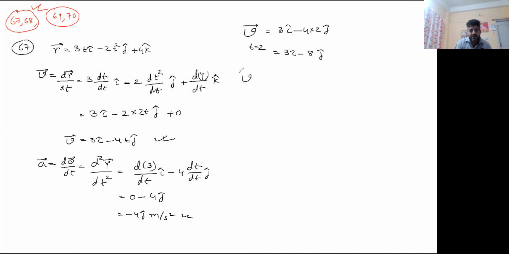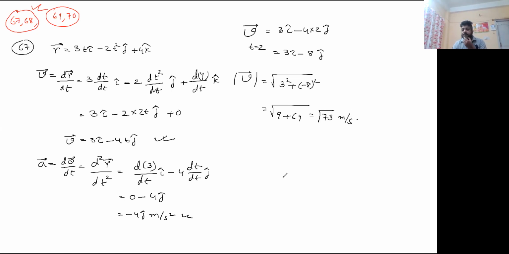Now what is the magnitude of the velocity? Root under 3 square plus minus 8 square, that is 9 plus 64. কত হয়ে গেল? 64, 67, 64, 65, 73, root under 73. Yes or no? Yes, sir. And how do you get the angle?